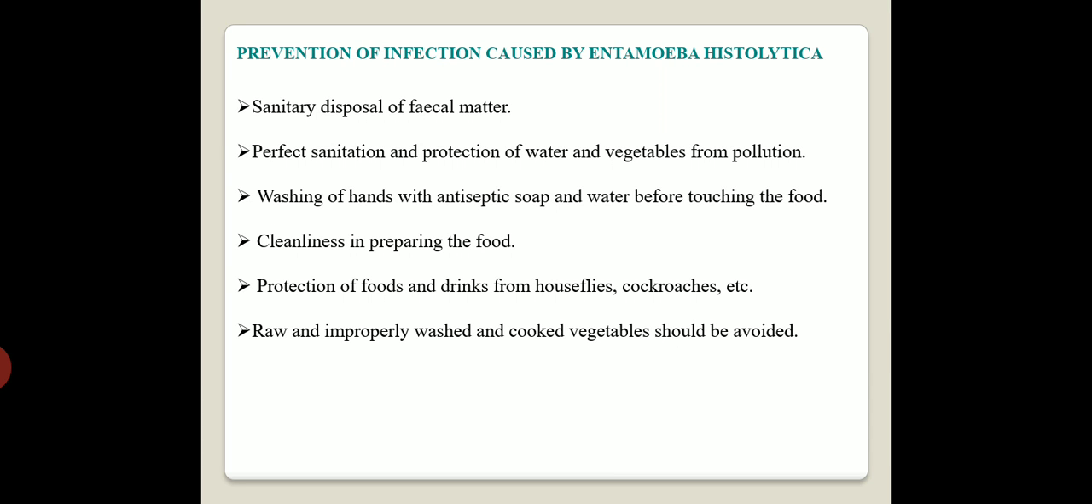Coming to the prevention of infection caused by Entamoeba histolytica: sanitary disposal of fecal matter, perfect sanitation and protection of water and vegetables from pollution, washing of hands with antiseptic soap and water before touching food, cleanliness in preparing food, protection of food and drinks from houseflies, cockroaches, etc. Raw and improperly washed and cooked vegetables should be avoided.